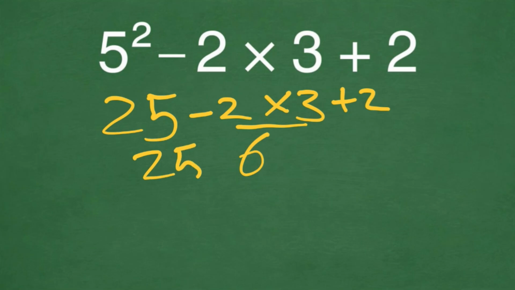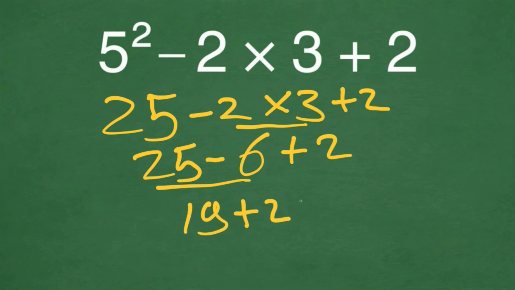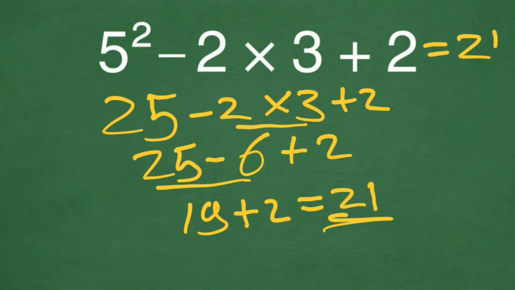So we have 25 minus 6 plus 2. This is the simplified version. Here we have subtraction and addition. They both have equal priority, the fourth priority, so we are going to solve left to right. We start with 25 minus 6, which gives us 19. And 19 plus 2 is equal to 21. So the final answer to this question is 21.